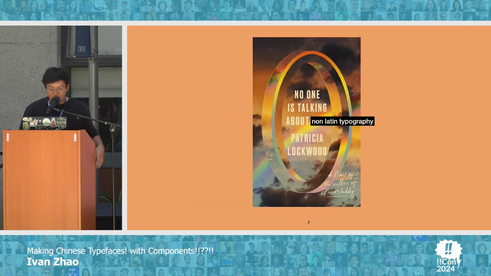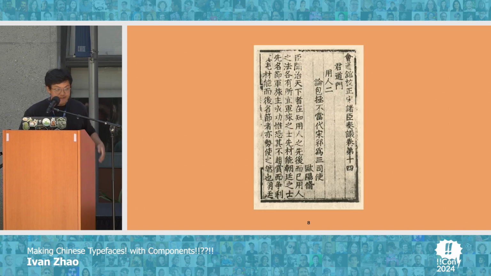In her book, Patricia Lockwood notes that no one is talking about non-Latin typography. They forgot all about the East Asian scripts. So if we go back, the first example of movable type is from an inventor during the Northern Song Dynasty. His name is Bi Sheng, and he created examples of both ceramic ware and wooden movable type.